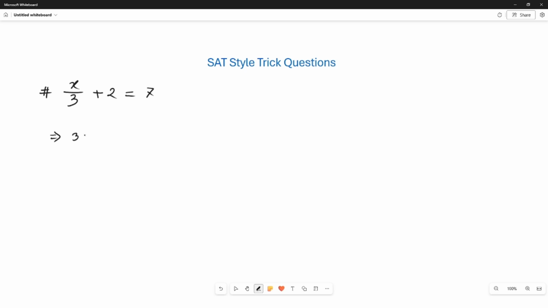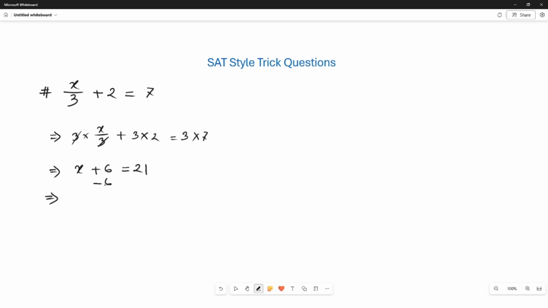Now let's multiply. 3 times x over 3 plus 3 times 2 equals 3 times 7. Now we can cancel out these 3's. So x plus 3 times 2 means 6. So x plus 6 equals 3 times 7 means 21. So x + 6 equals 21.